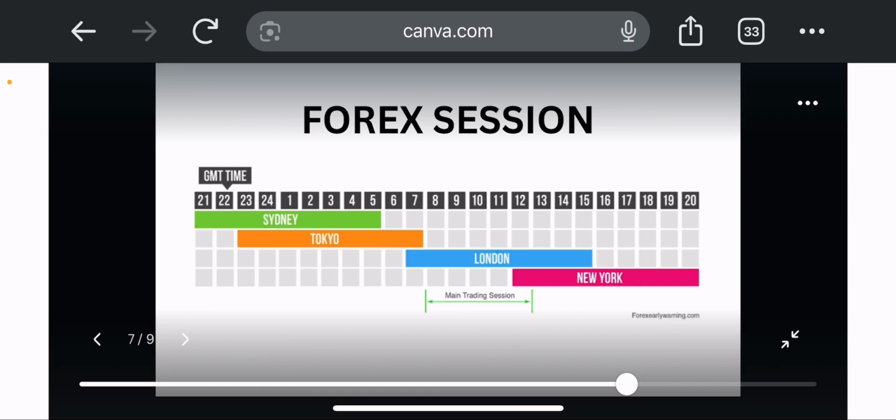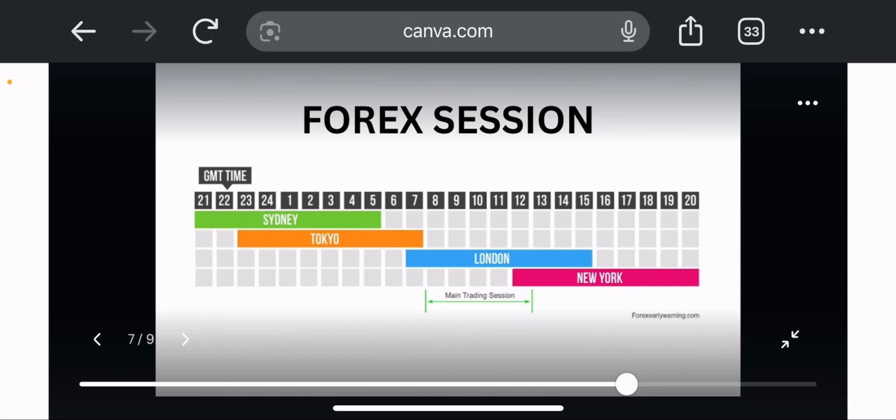Then the next thing we're going to be looking at is Forex sessions. There are actually 4 sessions in the Forex market. We have the Sydney session, the Tokyo session, the London session, and the New York session. This is in GMT time.